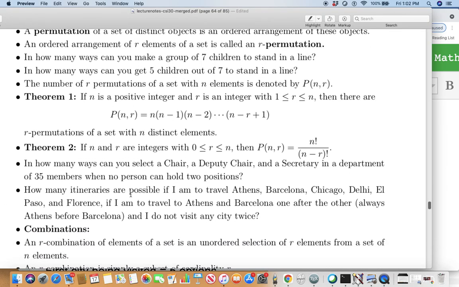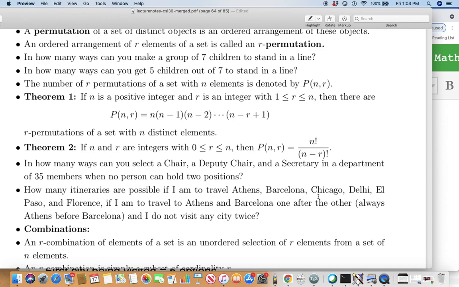How many itineraries are possible if I am to travel to Athens, Barcelona, Chicago, Delhi, El Paso, and Florence? So 1, 2, 3, 4, 5, and 6. If I am to travel to Athens and Barcelona, one after the other, always Athens before Barcelona, and I do not visit any city twice. Now you see, this is not a straightforward question, right?